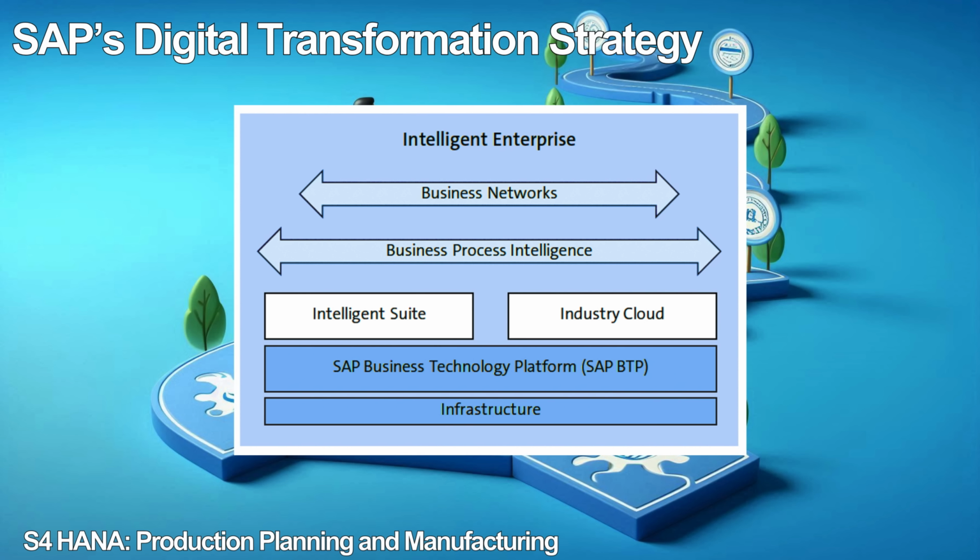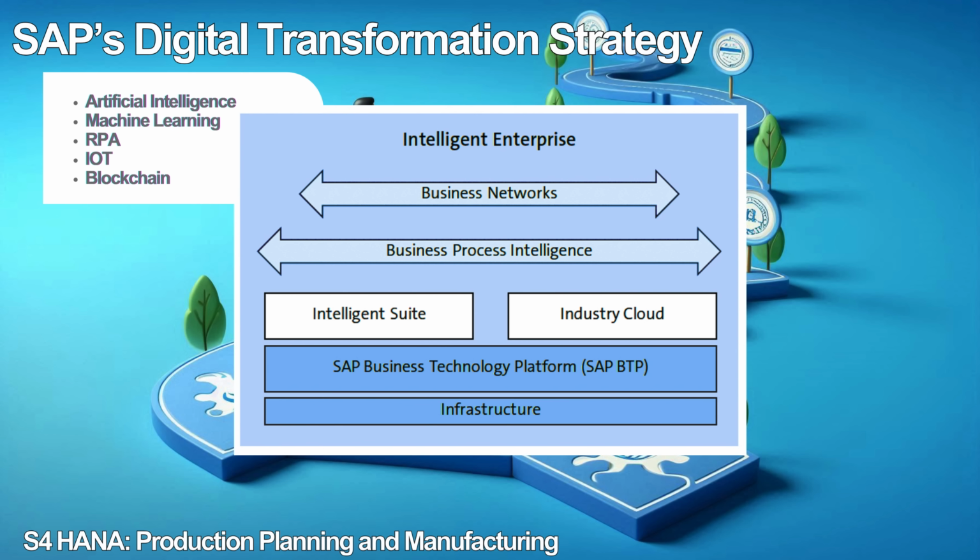1. The Intelligent Suite, which includes SAP S/4HANA as the digital core, surrounded by cloud-based line of business solutions like SAP IBP for supply chain planning, SAP SuccessFactors for HR, SAP Ariba, Fieldglass, and Concur for procurement and spend management. 2. Intelligent technologies, such as artificial intelligence, machine learning, robotic process automation, the Internet of Things, and blockchain. These technologies are embedded into business processes to drive automation, insight, and innovation.